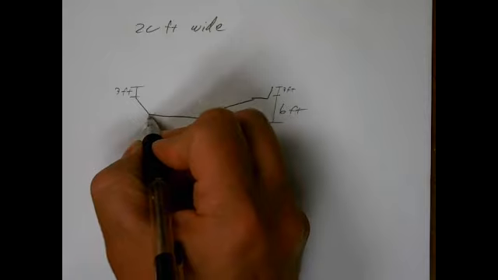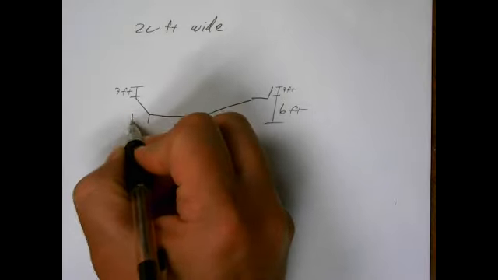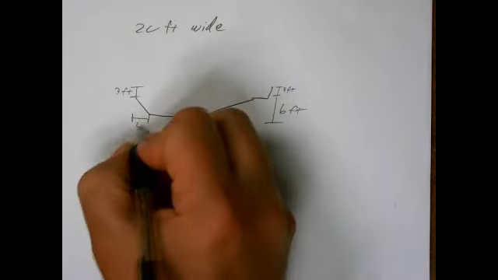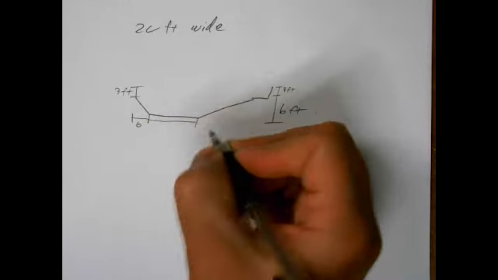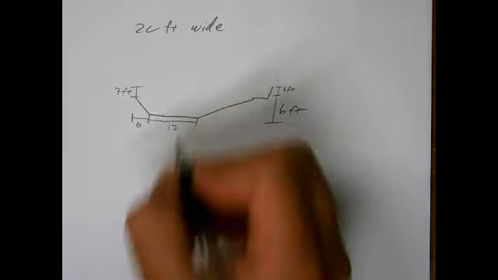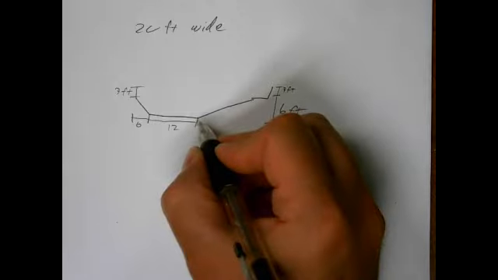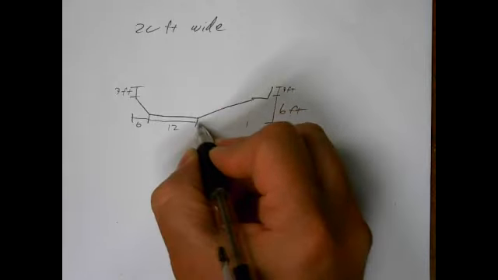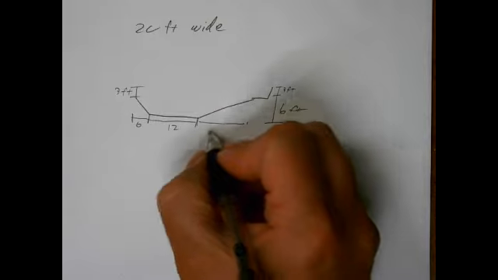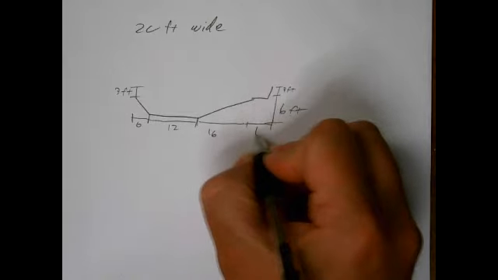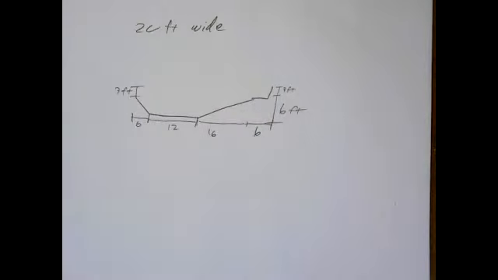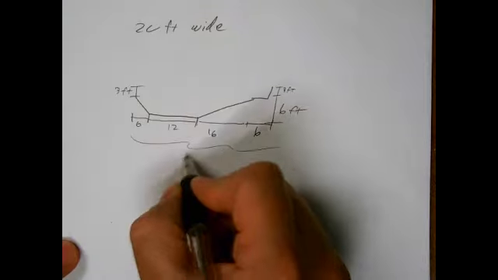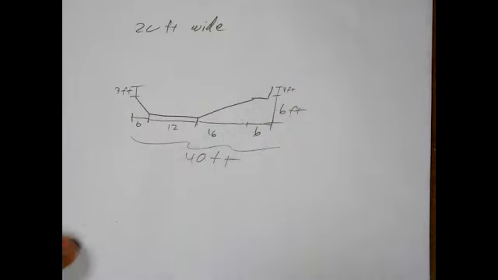And these sections have individual measurements. From here to here is 6. From there to there, the flat part, is 12. From here to there is an additional 16, and then a final 6. So if you add all that together, you see that the pool is a grand total of 40 feet long, right?